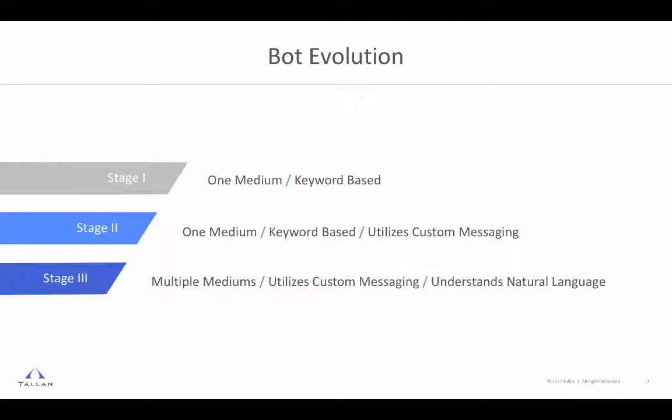Now, the third and final stage came to be because of this idea that we want our bots to be more human-like and to be able to understand more than just keywords in a sentence. This stage is the most complex because now not only do you have to account for multiple mediums and custom messaging, but now you have to run everything by a natural language processor in order to figure out what the user wants. All right? That's a lot of power, but along with that power comes a lot of responsibility.